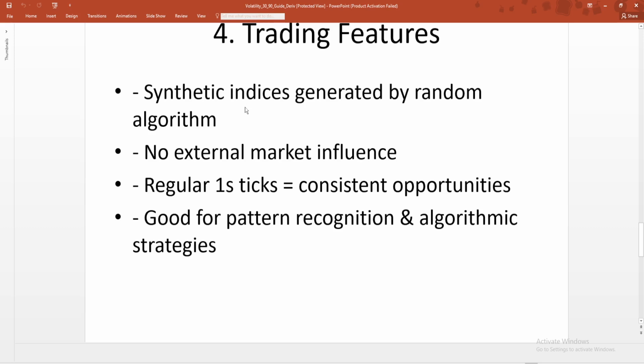Now, they are very good for pattern recognition and algorithmic strategies. All volatilities are excellent at pattern recognition and algorithmic strategies. So if you have a strategy that is based on an algorithmic movement or pattern recognition, Volatility 31S and 91S is for you, and all the other volatilities. But yeah, its features are very similar to other volatilities.